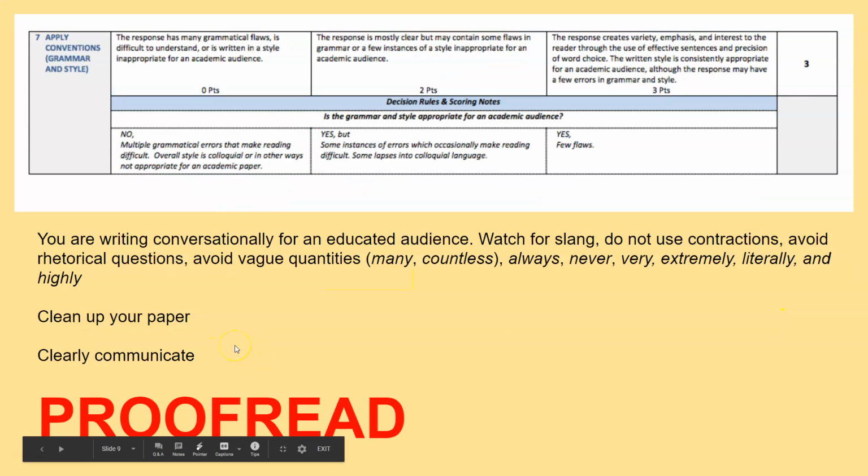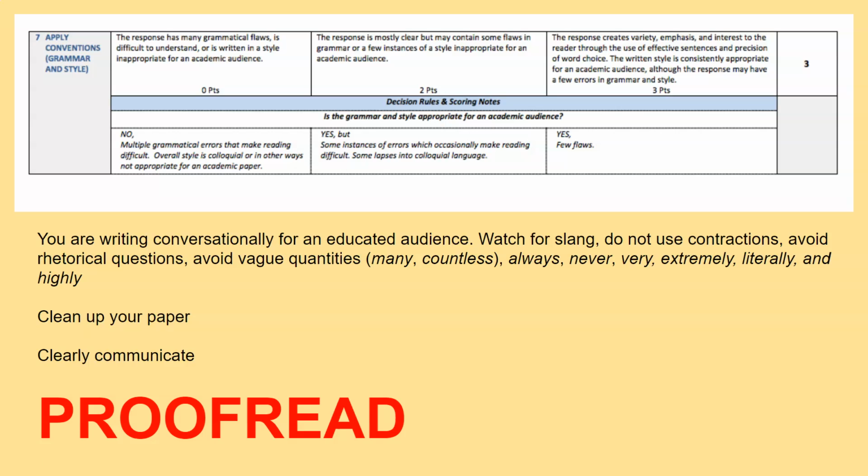All right, last one is apply conventions. The response creates variety, emphasis, and interest to the reader through the use of effective sentences and precision of word choice. The written style is consistent, appropriate for an academic audience. Although the response may have a few errors, it's okay if you do. You get 3 points for that. So, like we've talked about a bunch of times already, you're writing conversationally, but you're writing for an educated audience, an academic audience. You're not writing for your friends. You're writing for somebody who has an interest in your topic in an educational sense.